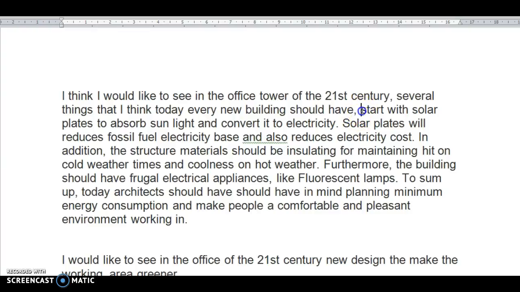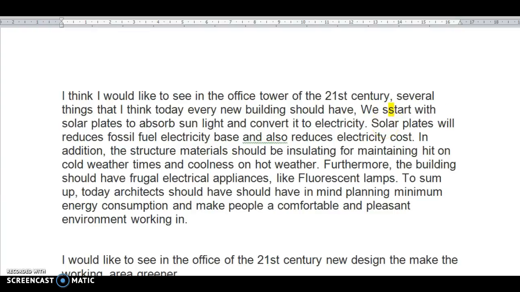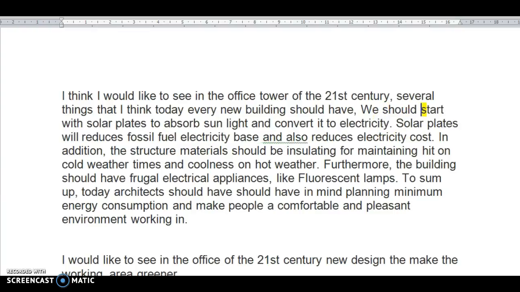Okay? But then, what's this? Is this start with solar plates? In other words, we're missing something. "We should start with solar plates to absorb sunlight and convert it to electricity. Solar plates will reduce fossil fuel electricity base and also reduces electricity costs. In addition, the structure materials should be insulating for maintaining heat, not hit, on cold weather times and coolness in hot weather."